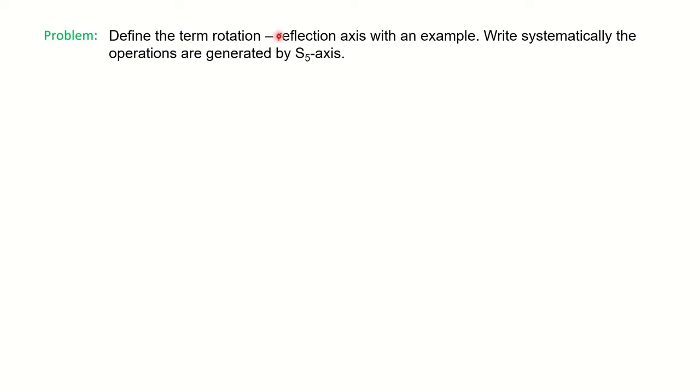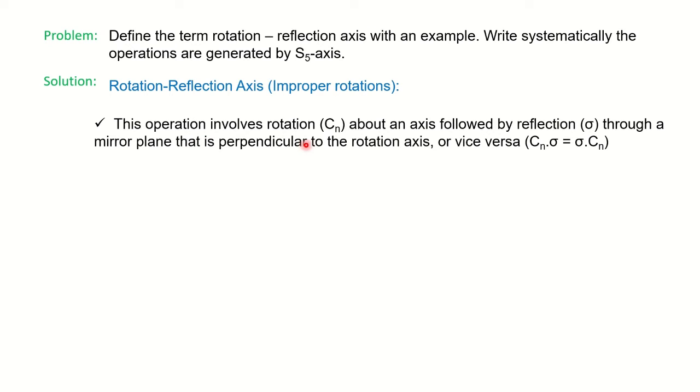Define the term rotation reflection axis with an example and all the operations generated by the S5 axis. So here, first we will see this operation involves rotation about an axis followed by reflection through a mirror plane that is perpendicular to the rotation axis. So basically improper rotation is rotation followed by reflection, and the two are perpendicular to each other. Or you can also say reflection followed by rotation. Either way, if the two generate the same result, we will be getting the improper axis of rotation.